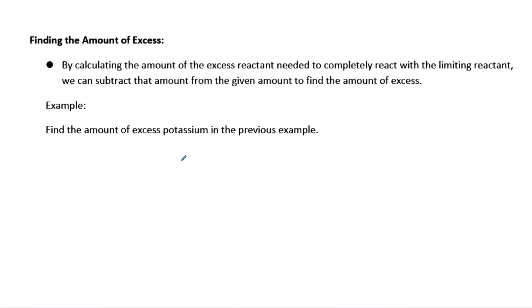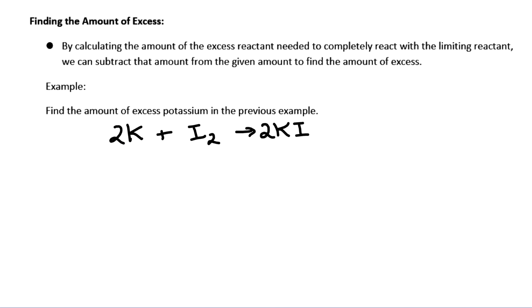Let's just rewrite the balanced reaction so that we have it in front of us. We had potassium plus iodine produces potassium iodide, and then we balanced it like that. Remember, we had 15 grams of each reactant: 15 grams of potassium and 15 grams of iodine. And we said iodine was our limiting reactant. That means potassium's in excess.